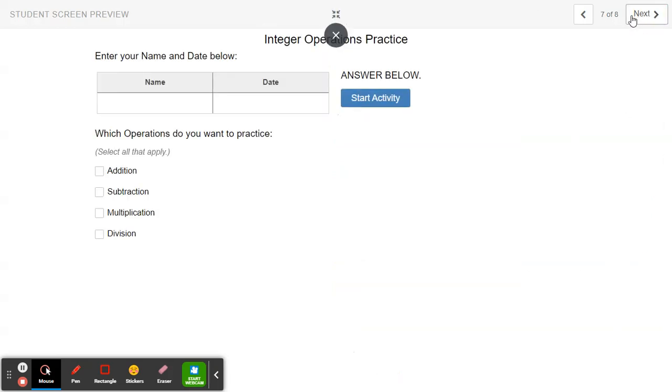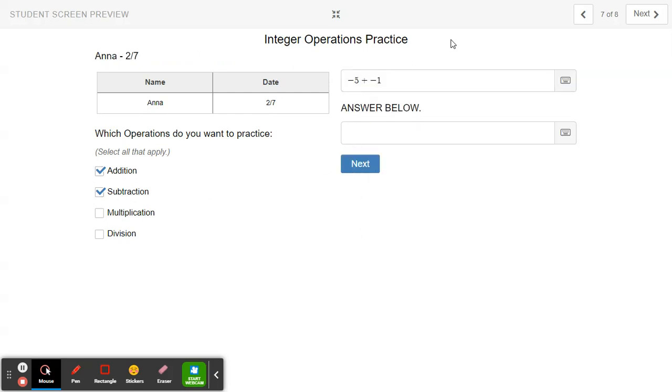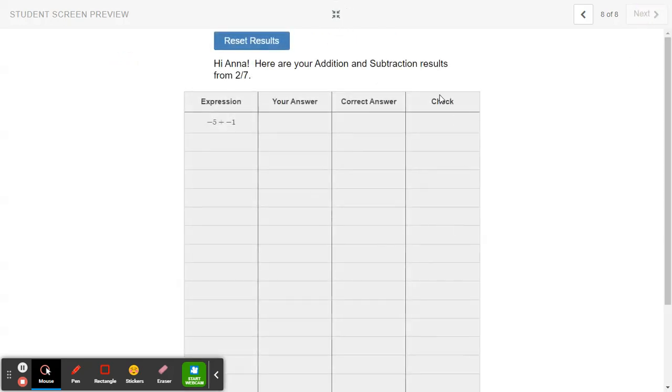And we've completed it. Here, you're going to go ahead and put your name in and the date. And then you're going to check out which operations you would like to practice, and this is going to give you some practice problems. You can check all of them if you like. We've only done addition and subtraction so far, so that's all I'm going to select. And you're going to go ahead and do some problems until it tells you to stop. And once you're done, it's actually going to show you all your answers here. Okay? So good luck with that.